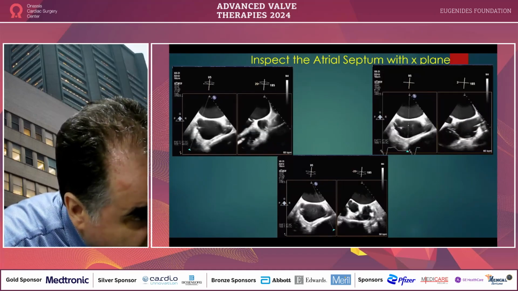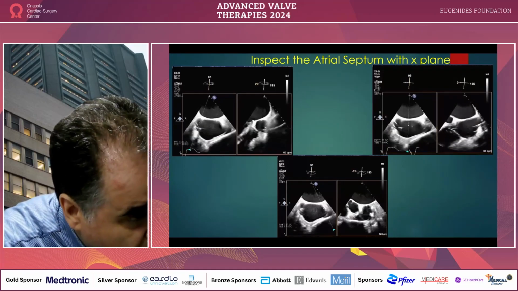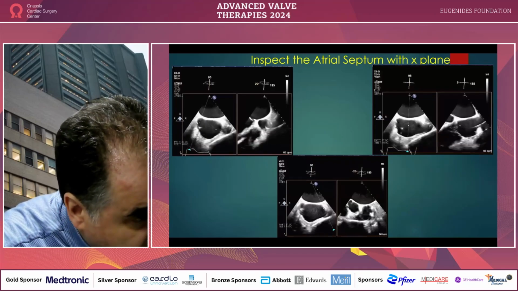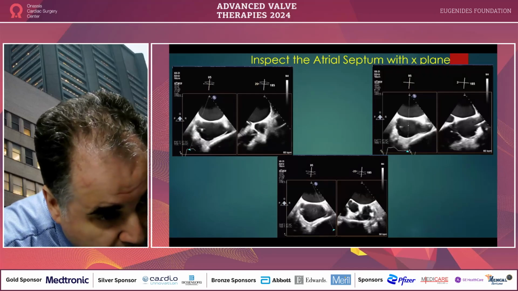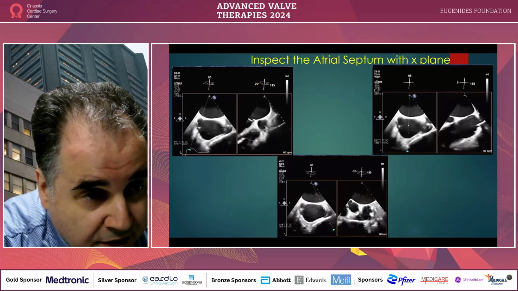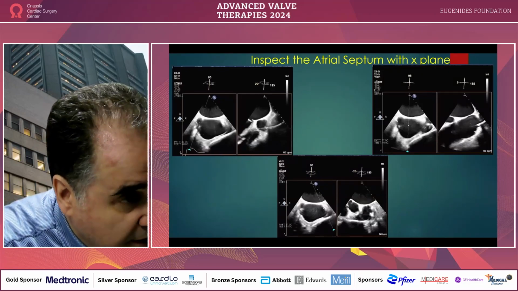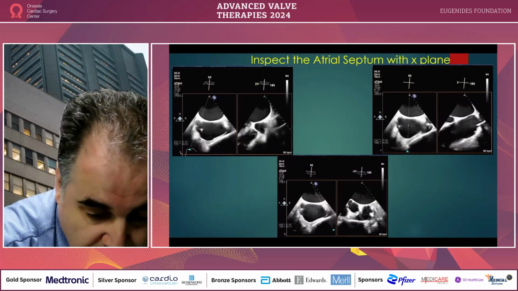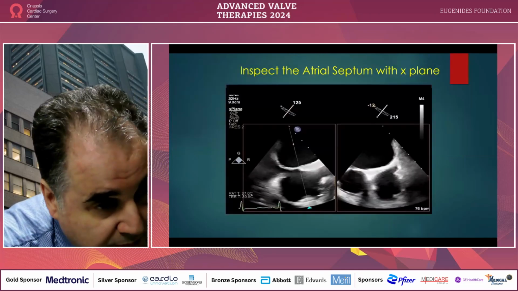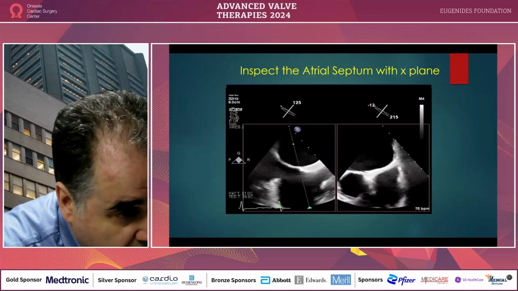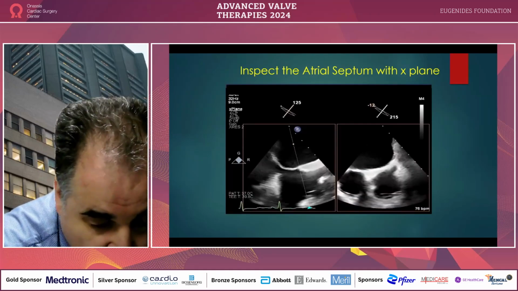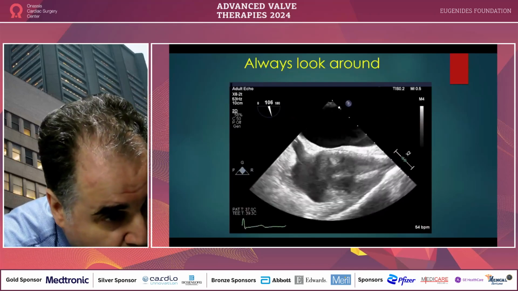A transseptal puncture, as all of us know, is very important, especially for the MitraClip procedure and for the other procedures. So TEE, especially with the 3D modality and X-plane, is very helpful to see the septum and where you should do the transseptal puncture. As you can see here, you see all parts of the septum: the superior, inferior, anterior, and posterior.